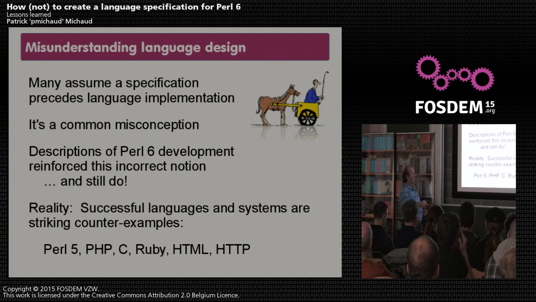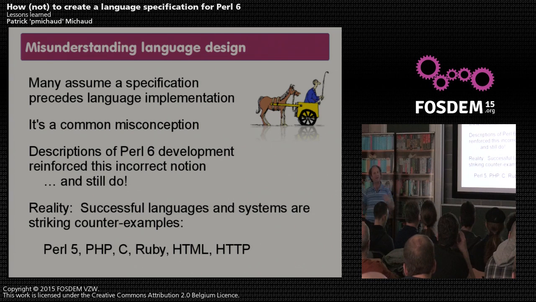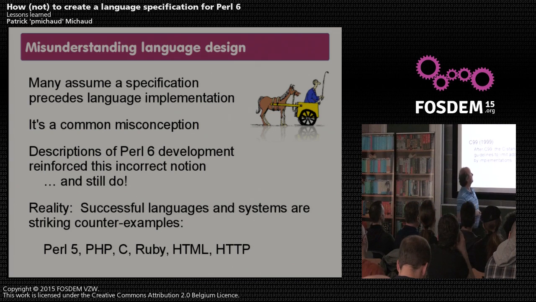But the reality that I didn't realize until probably about 5 years ago: if you pick any successful language or system that we have today, they almost always started with an implementation that was later converted into a specification. Perl 5, clearly successful, doesn't have a language specification. You can create a successful language without having a specification to begin with. PHP didn't have a specification until 2014. Ruby, HTML, HTTP, all of these different systems that we use every day, that would be held up as the primary systems that have been very, very successful, all started out with an implementation first and then were later converted into a specification. So that's one of the big mistakes that I think was there.